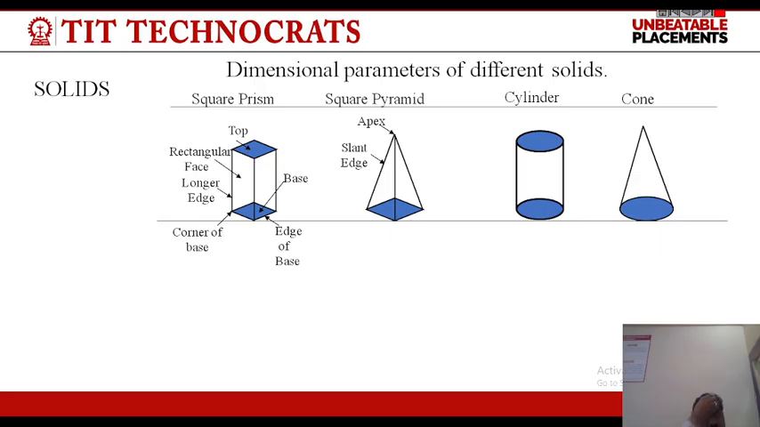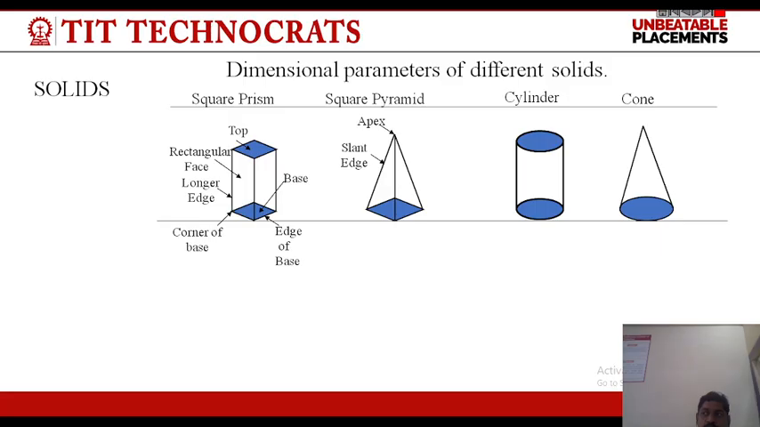An octahedron has eight equilateral triangles. Now the next one is the dodecahedron. A dodecahedron has 12 equal and regular pentagons as faces. Now the next one is the icosahedron. It has 20 faces, all equal equilateral triangles. Now the next one is the prism.